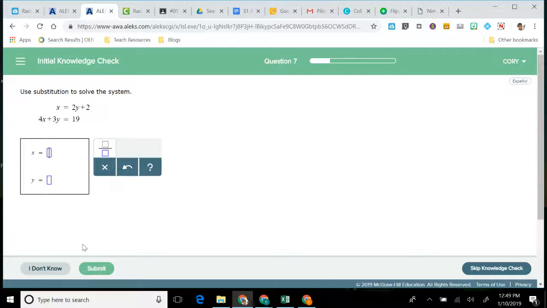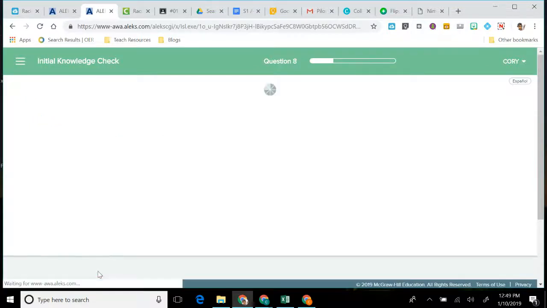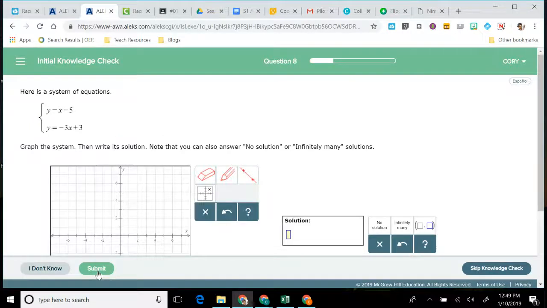Y equals 1. If I know y equals 1, I'll go back to my first equation, plug in 1 for y, and get 2 times 1 is 2, plus 2 is 4. So x is 4 and y is 1. That is the point where those two lines will meet, intersect.